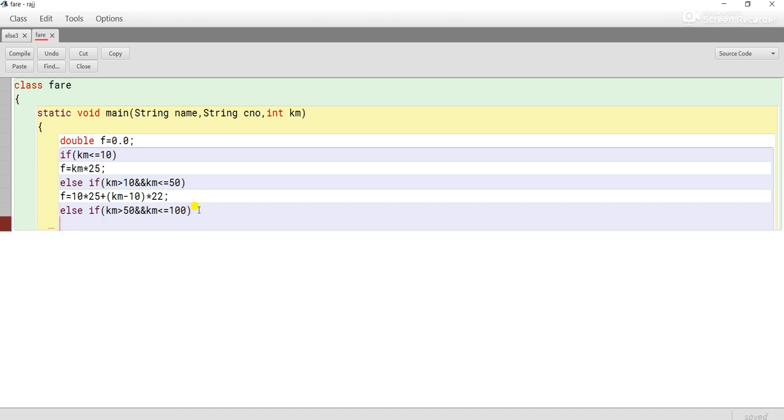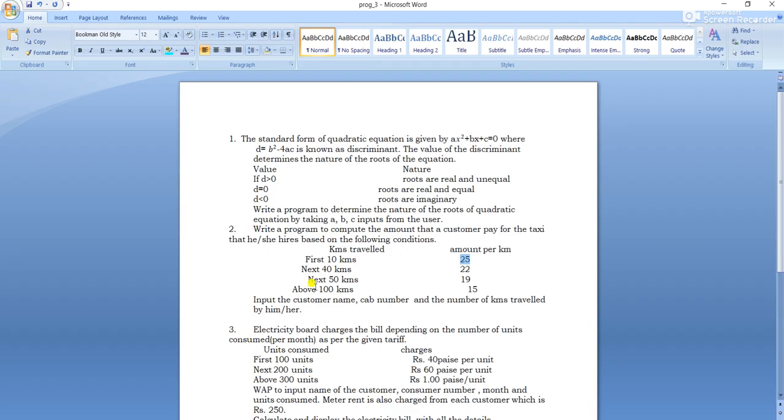In this case, how to calculate? You go back to the question. Practically, just assume the number of kilometers. For example, I traveled some 70 kilometers. When I travel 70 kilometers in one particular cab, for the first 10 kilometers they charge 25 per kilometer. So 25 into 10, the cost is 250. For the first 10 kilometers that is over. Now you read this word: for the next 40 kilometers, 22. So 22 into 40 we need to calculate. 22 fours are 880.